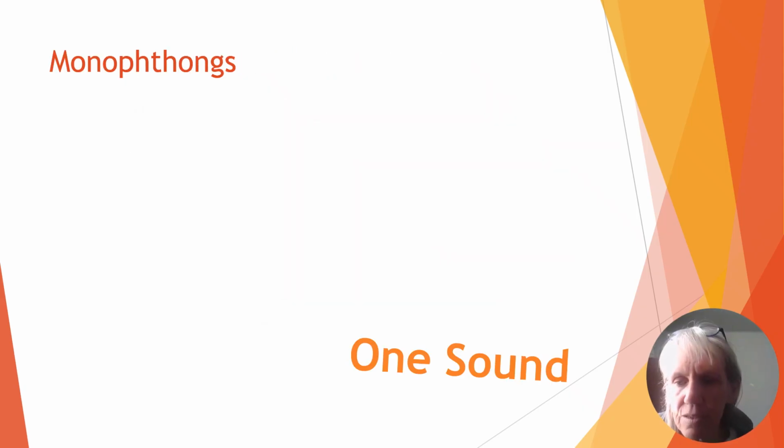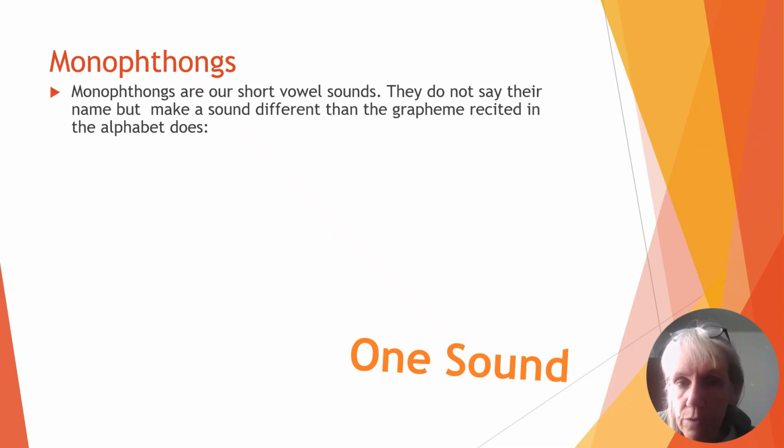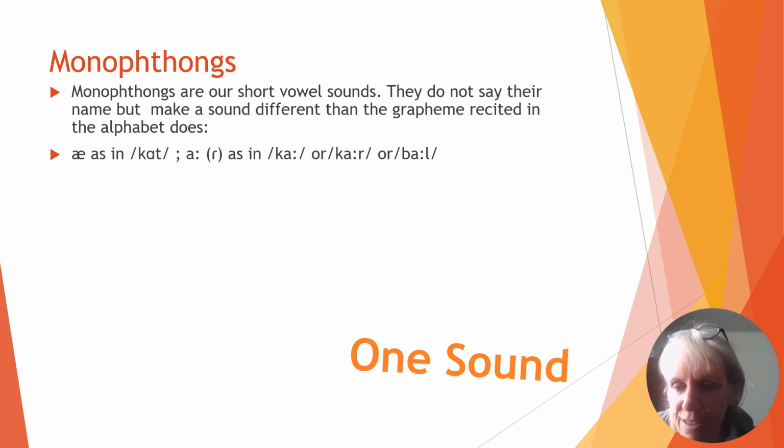So let's divide our vowel sounds into monophthongs and diphthongs. Our monophthongs only make one sound, and we'll see those in the first several columns of our chart. Monophthongs are our short vowel sounds. They do not say their name, but make a different sound than the grapheme recited in the alphabet. So let's look at some of them.